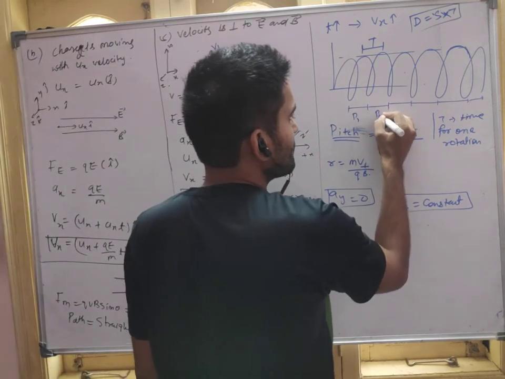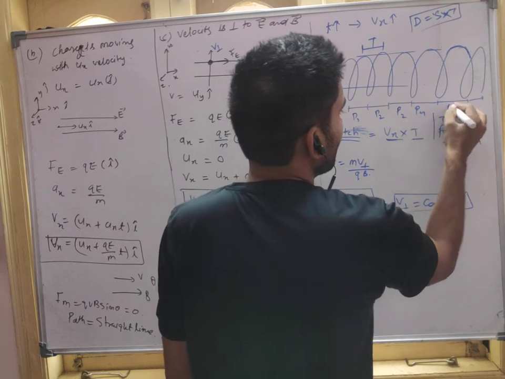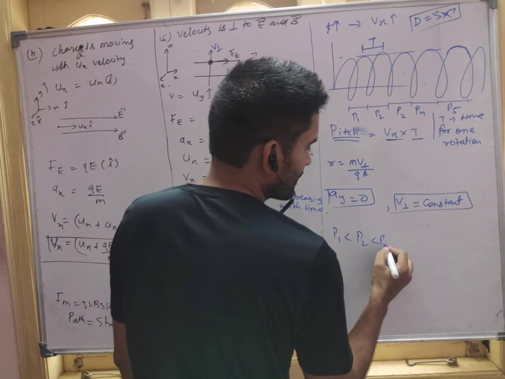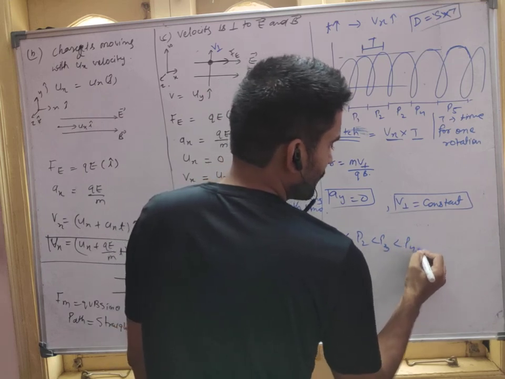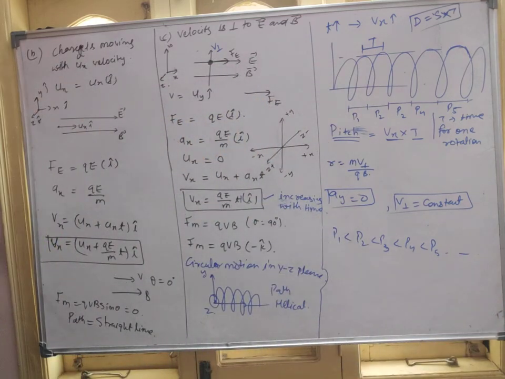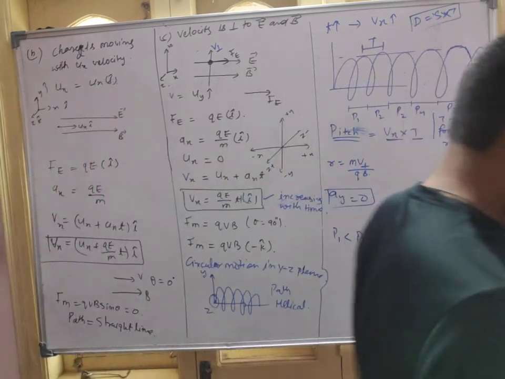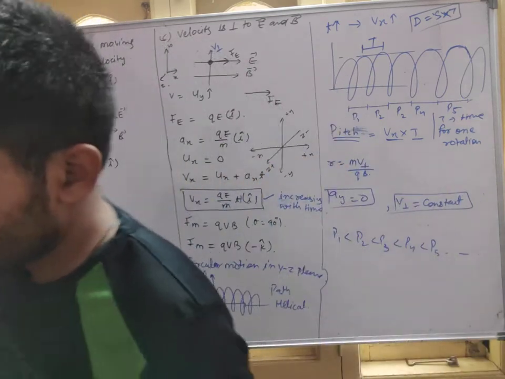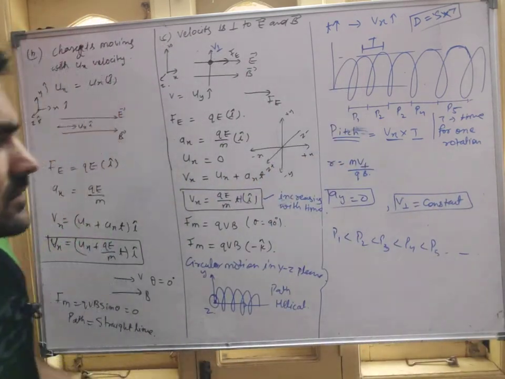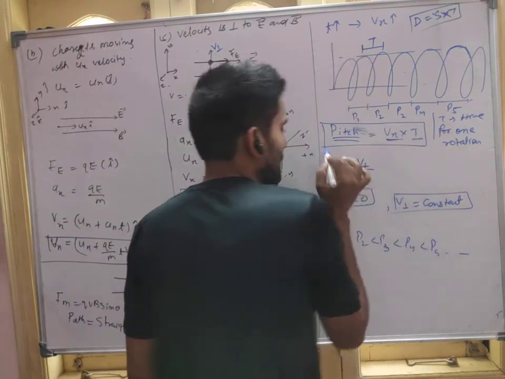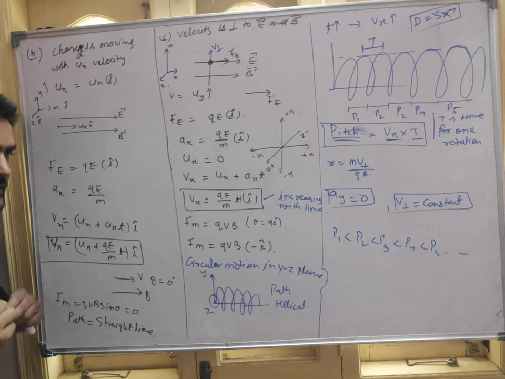So P1, P2, P3, P4, P5 like this. So can I say P1 is less than P2, P2 is less than P3, P3 is less than P4, and P4 is less than P5 and so on. Did you understand this point or not? Is that point clear, guys? Okay. Now write this one.